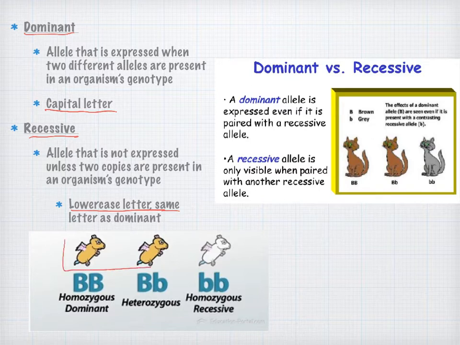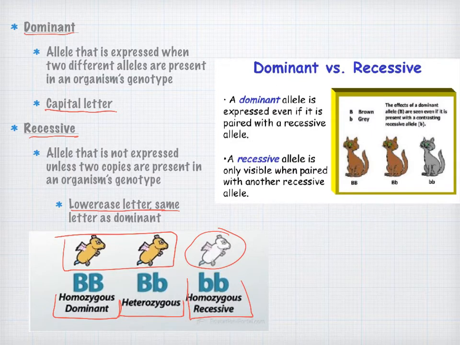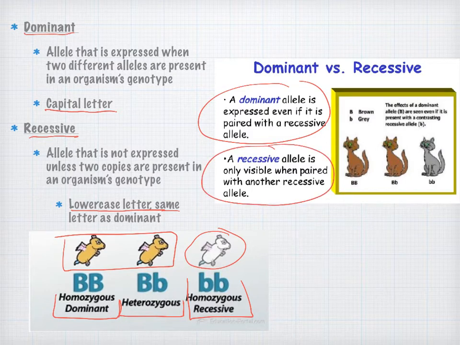So here we've got these flying pigs with a brownish fur color. Both the homozygous dominant, big B big B, and the heterozygous, big B little b, give the dominant phenotype of brown fur. The white one, on the other hand, is only expressed when you're getting both lowercase b's, or both recessive alleles, from mom and dad. So a dominant allele is expressed even if it is paired with a recessive allele. A recessive allele is only expressed when it is paired with another recessive allele. One dominant, one recessive, or both dominant, brown color. Recessive, gray color.